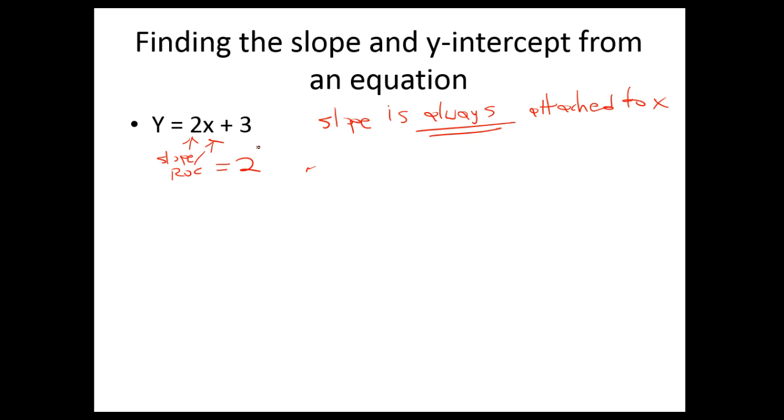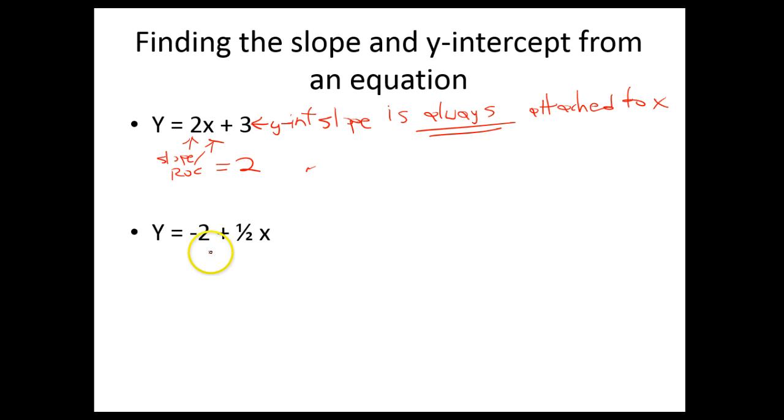X is a variable, that's not the slope, because the variable changes. That's why it's called a variable, because it changes. The other thing, the 3, that's my y-intercept. It's a constant because it's by itself, not attached to anything. It's just a number. It doesn't change. It's always 3 in this case.